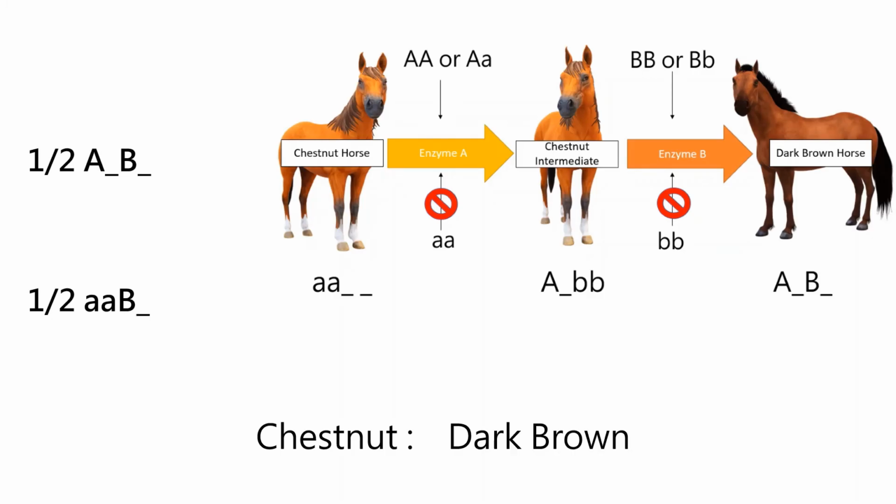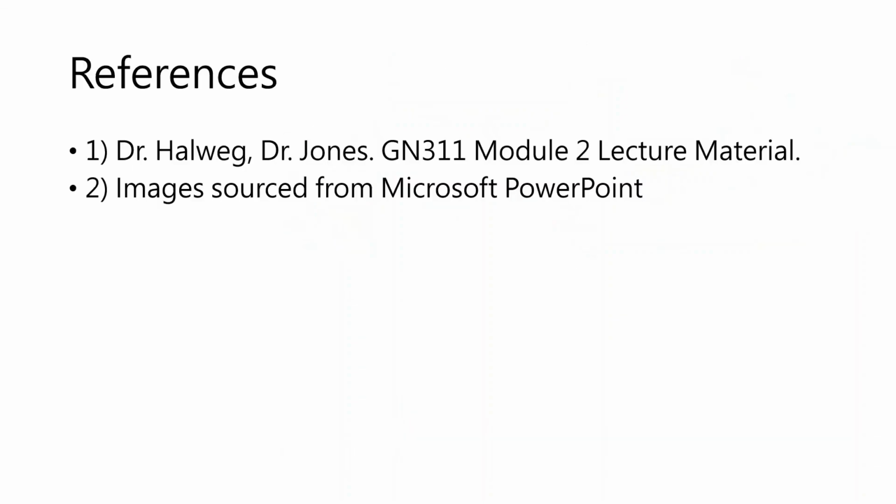Now compare our genotypes to the epistasis pathway. All of the offspring will be able to synthesize enzyme B, but half will not be able to make enzyme A, producing a chestnut horse. The other half will be able to, resulting in a dark brown horse. This produces a phenotypic ratio of 1 chestnut to 1 dark brown.